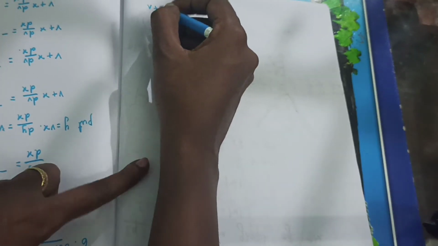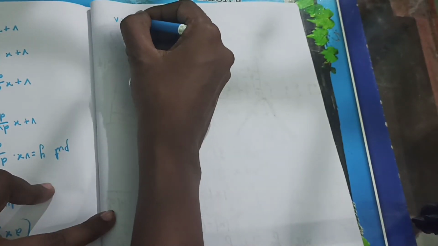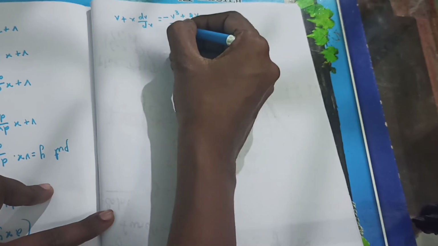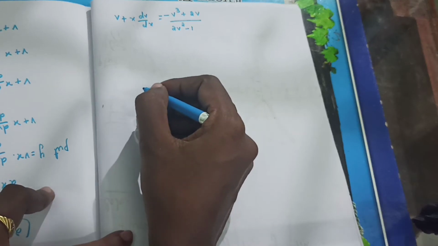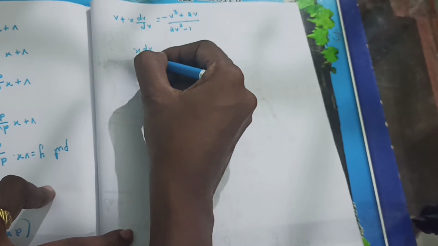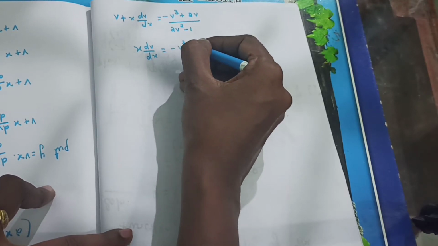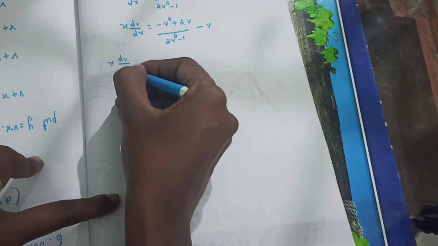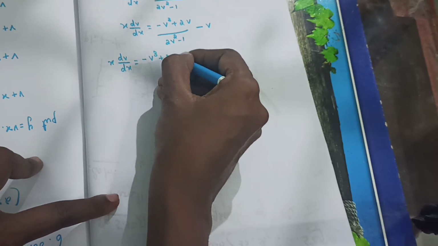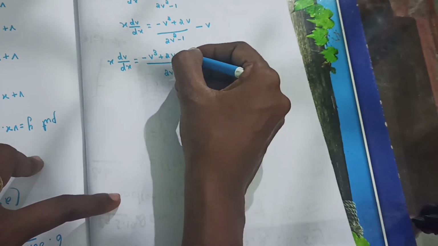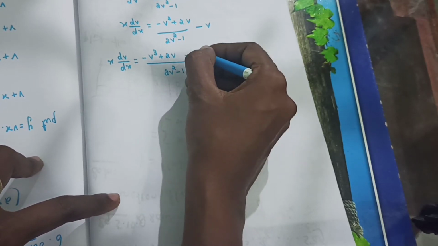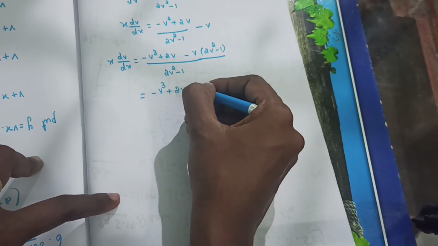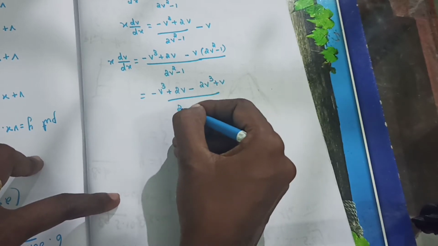v plus x into dv by dx is equal to minus v cube plus 2v divided by 2v square minus 1. Then next step, x into dv by dx is equal to minus v cube plus 2v divided by 2v square minus 1, minus v. Now take the LCM: 2v square minus 1 is the LCM. So minus, we multiply with v, so minus v into 2v square minus 1. Simplify: minus v cube plus 2v minus 2v cube plus v, divided by 2v square minus 1.